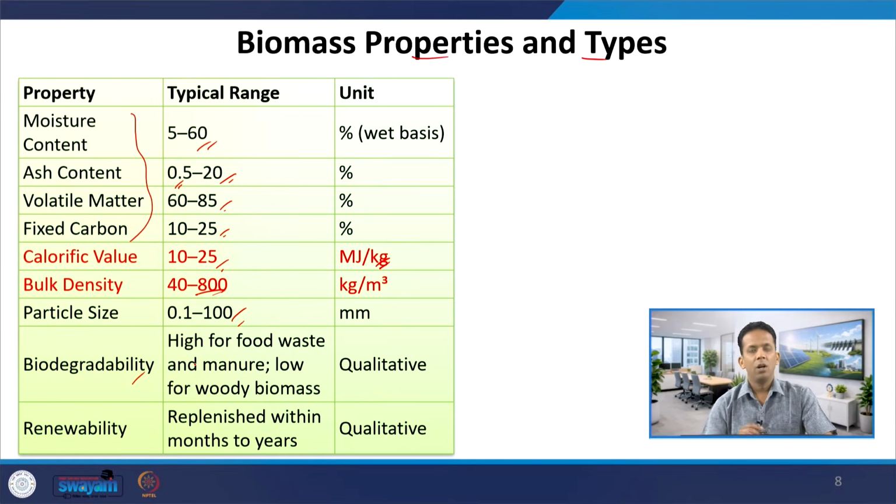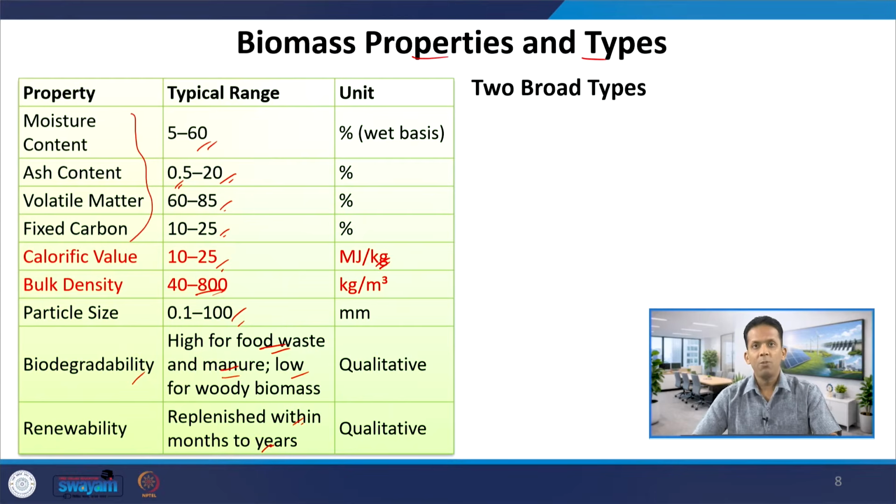Biodegradability. Now there are two types of biomass, high moisture and low moisture. Generally food waste and manure type biomass is used mainly for biochemical conversions, where we rely on microbes and enzymes to degrade that biomass. So there the biodegradability is high. Whereas woody, agricultural or forestry biomass, which are mostly dry, have low biodegradability. And renewability: all biomass gets replenished within months to years.